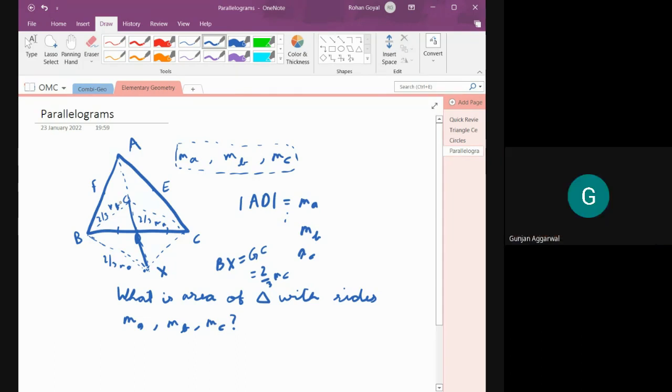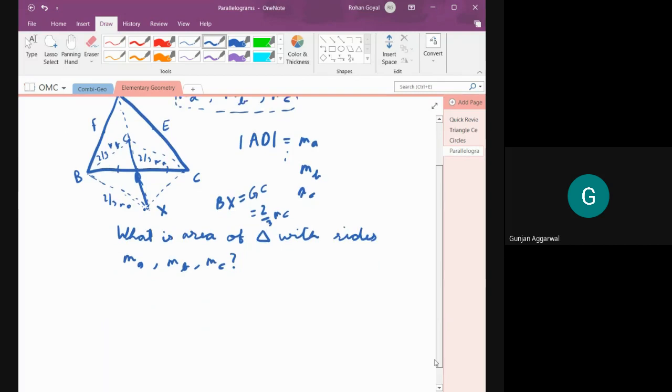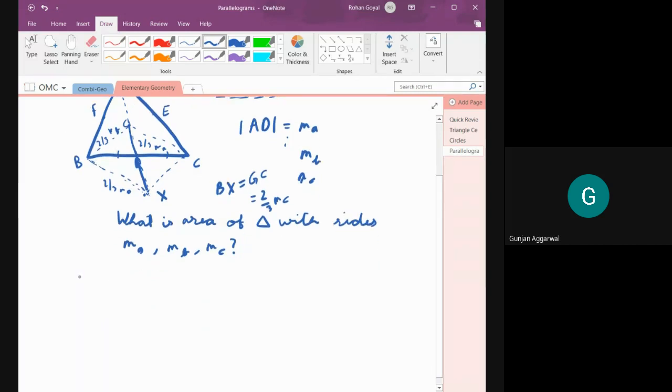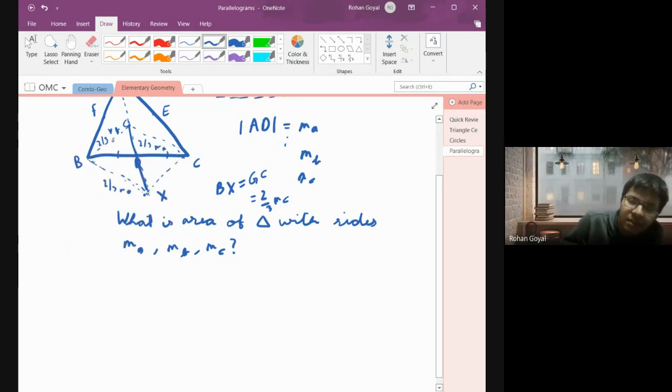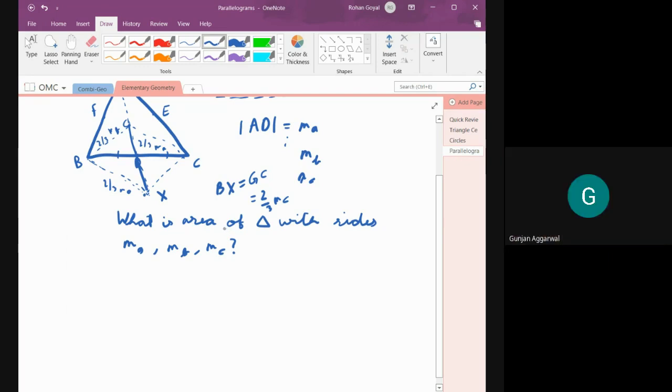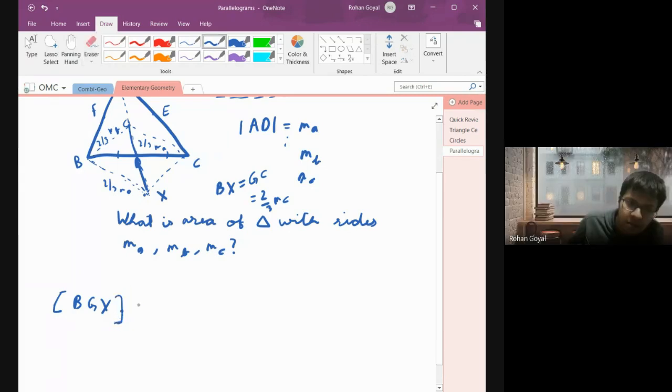So basically, BCX is just similar to a triangle with sides MA, MB, and MC. So we just take the midpoint of not BCX, BGX, midpoint of BG. Why do you need the midpoint of BG? Oh, sorry, I thought we have to construct the triangle. Okay, so this is just 4/9 of the area we need to find, and this area is just 1/3 of ABC. So 9/4 of 1/3 of ABC. Yes, that is the desired area.